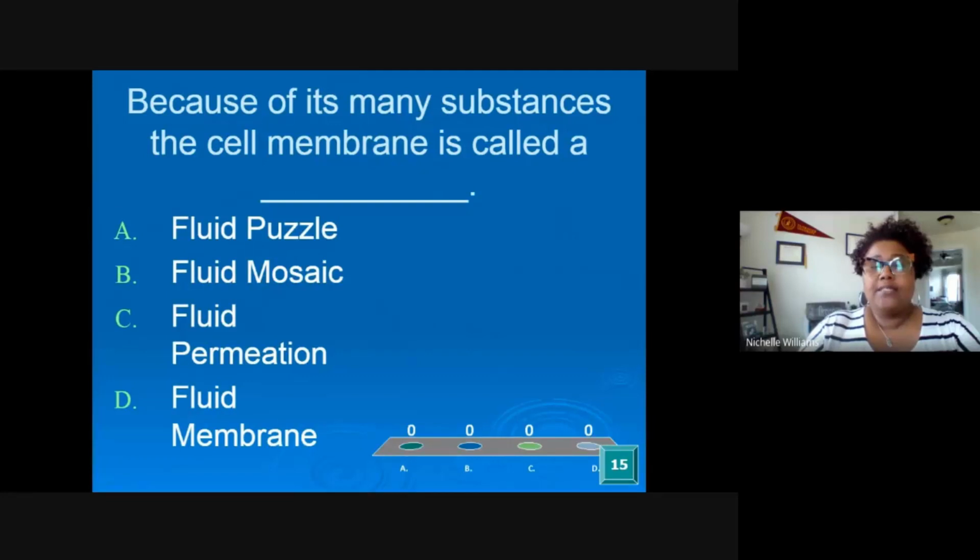All right. Rolling right ahead. Because of its many substances, the cell membrane is called a blank. And this is the nickname that we talked about yesterday. Go ahead and chat your answers in the chat box. Okay, I'm checking, and everybody has their answer in. It looks like maybe one person. Okay. All right. I think everybody has their answer in now.